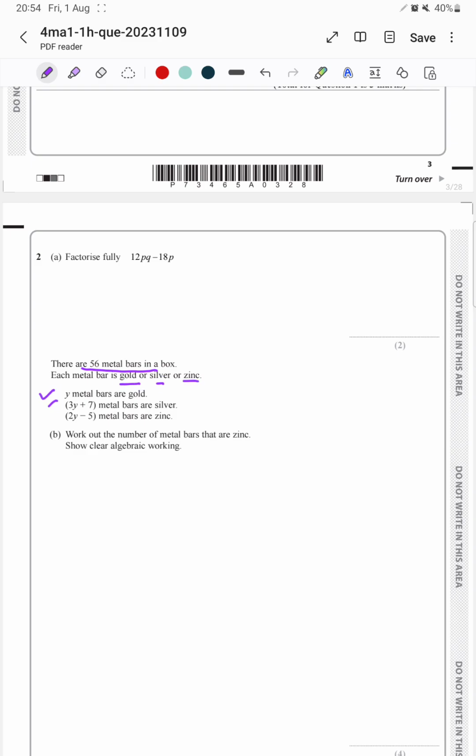And this is the number of bars given. y metal bars are gold, 3y plus 7 are silver, and 2y minus 5 are zinc. Work out the number of metal bars that are zinc. So we are given the total number of metal bars is 56. It can be gold, silver or zinc. So I will be adding all of them.